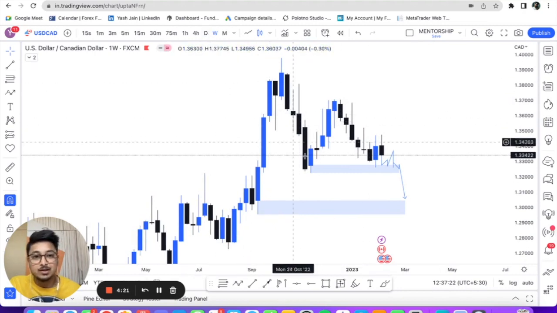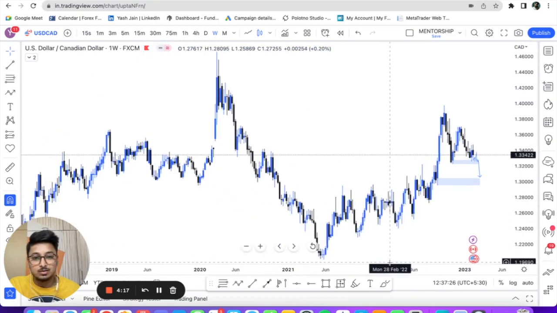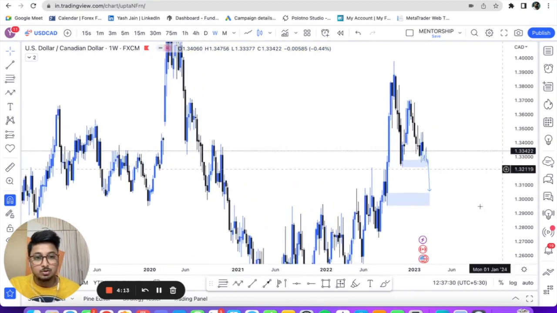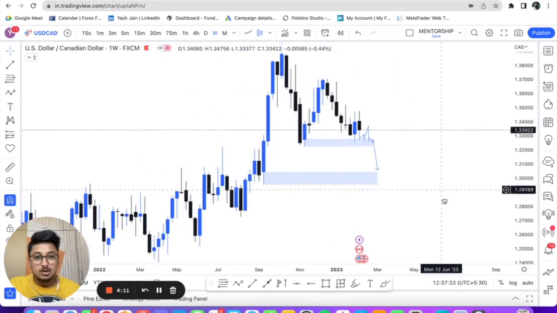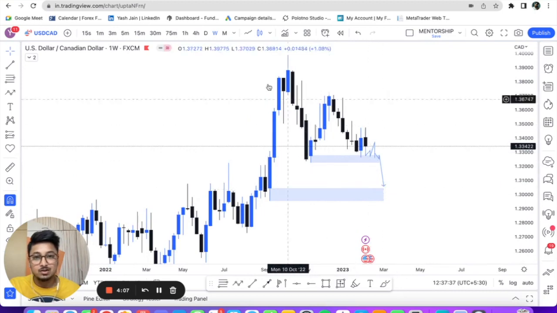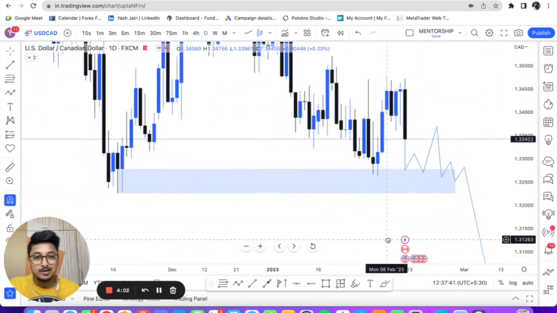We have USD CAD. We are bearish on a monthly, I suppose, and this is even on a weekly chart. We are bearish, in my opinion. We have broken structure partially, and right now we are compressing at a demand area, which will clearly lead to a drop below.